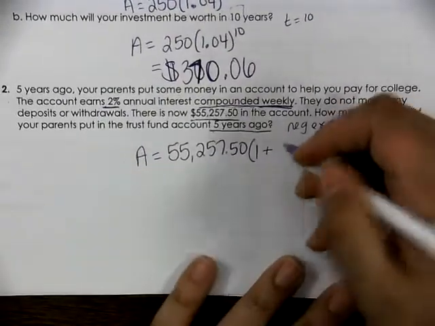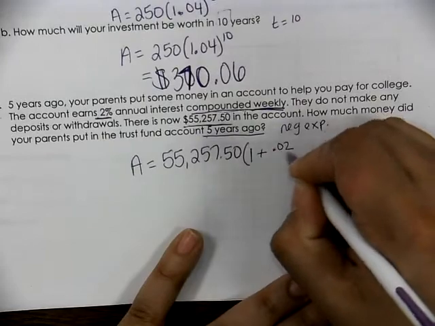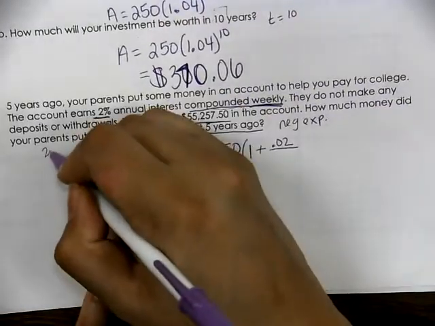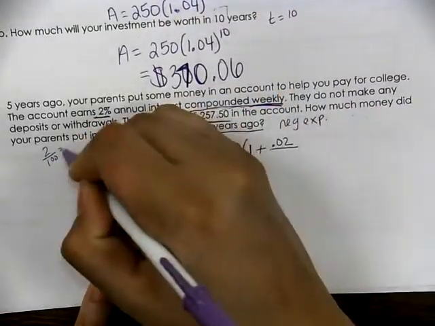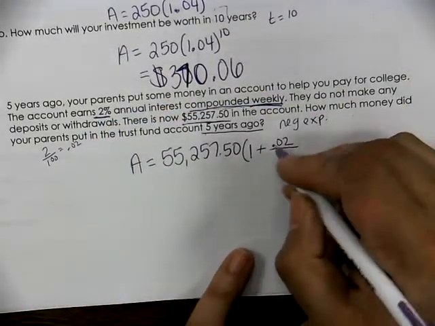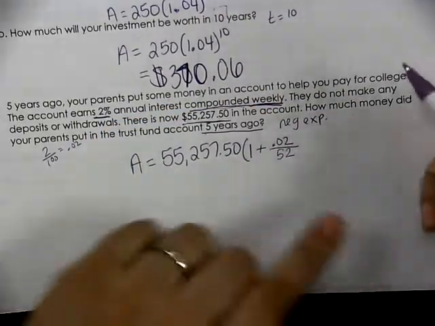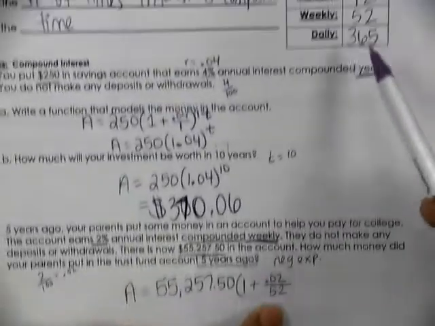So it's 1 plus, the rate is 0.02, because again, you have to take the 2% and divide by 100 to get 0.02. And then divide by 52 because n is weekly. And again, if you need that table here, weekly was 52.